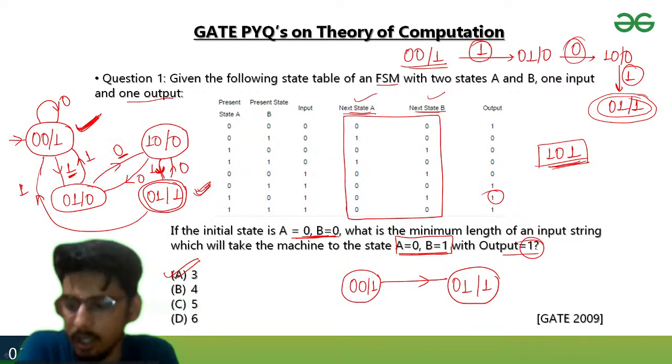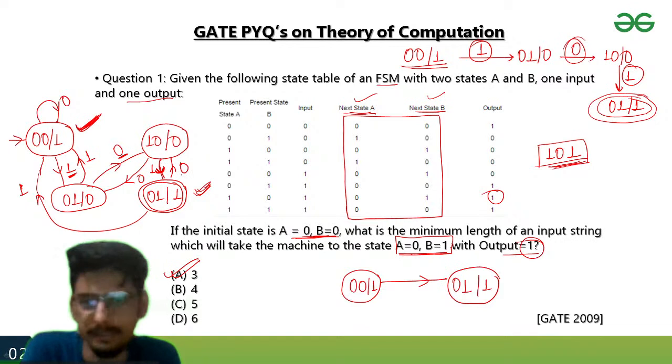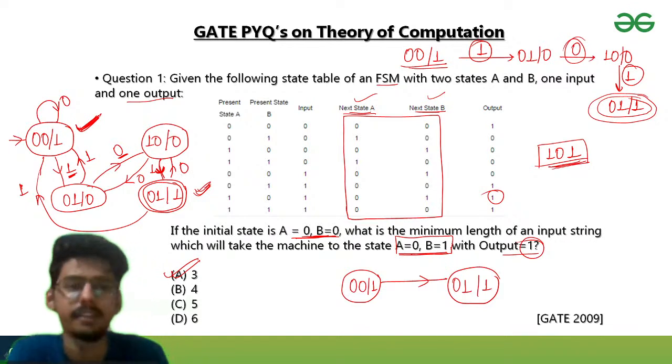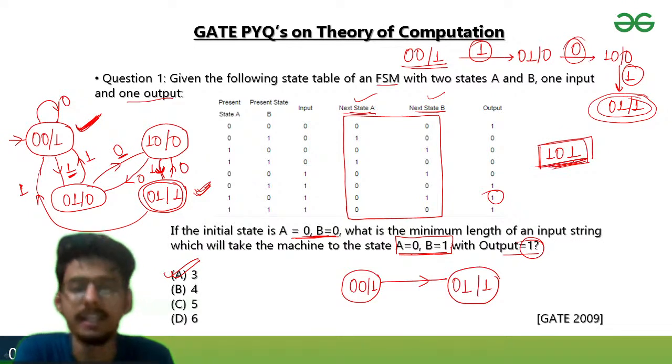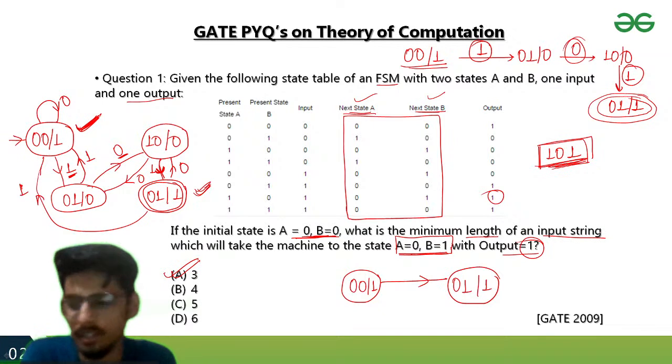Option 1, 3 inputs. Yes, that's correct. Not 3 inputs: the input is 1 0 1 and the length of this input is 3. They are asking me the minimum length of an input string. So the input is not 3, the length of the input is 3. So 3 is the correct answer.